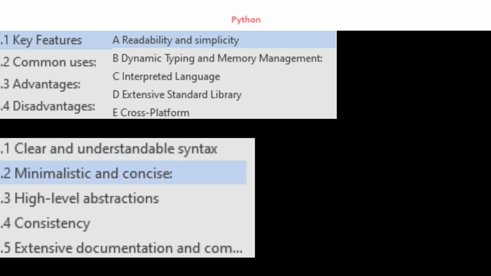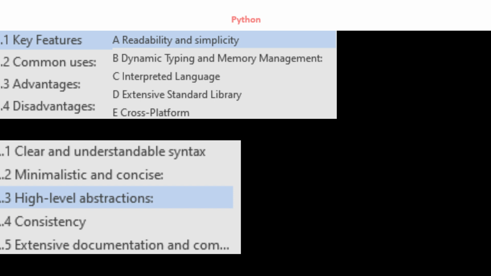Minimalistic and concise, Python avoids unnecessary syntax, reducing the complexity of the code. Example: list comprehensions provide a concise way to create lists. High-level abstractions. Python provides high-level data structures and abstract concepts that simplify complex tasks. Example: built-in functions and standard libraries handle common tasks without requiring detailed implementation from the programmer.